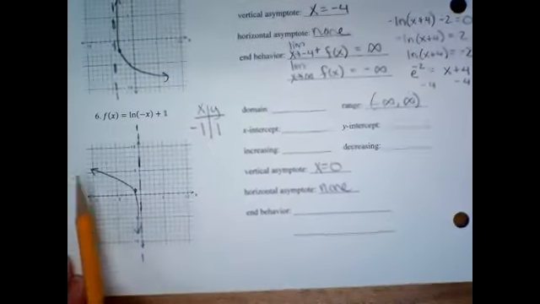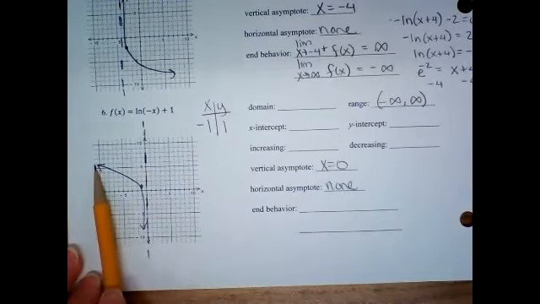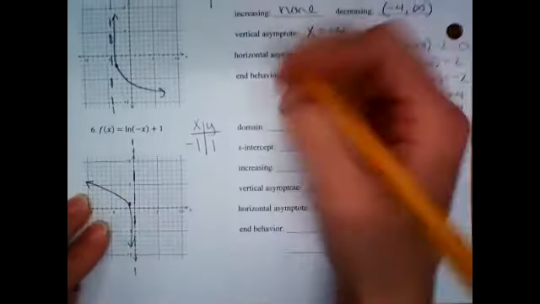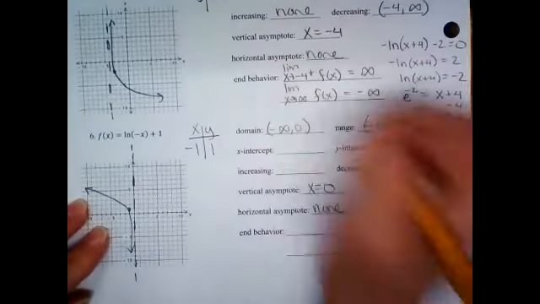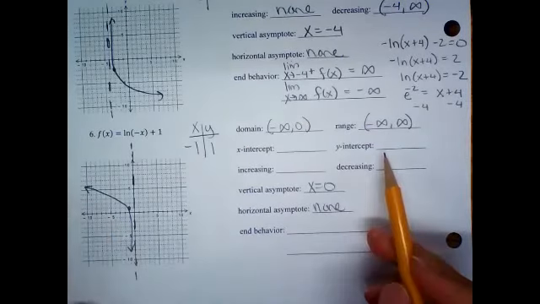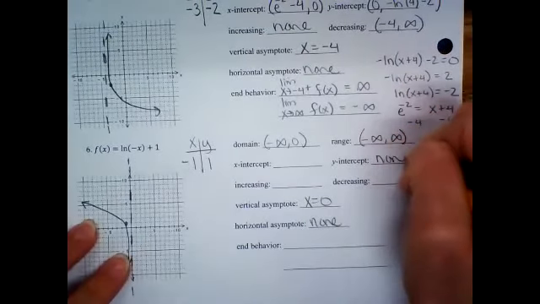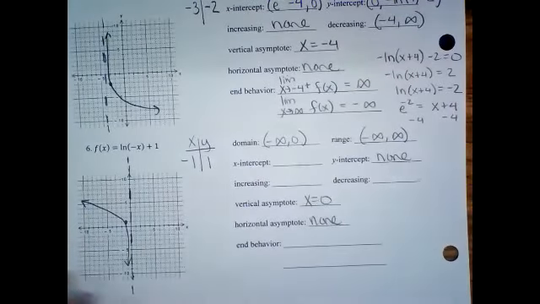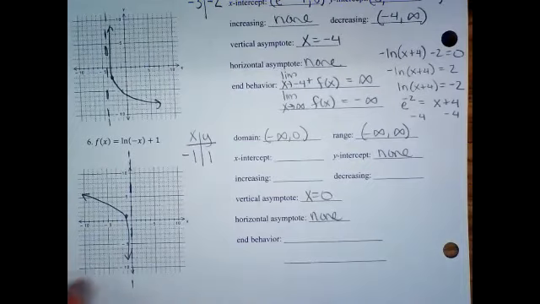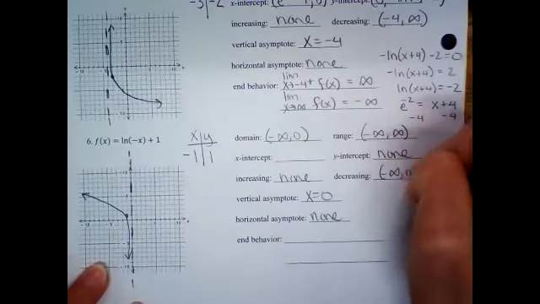All right, so domain, from where to where? Good, -infinity to 0. We'll come back to the x-intercept. I just always like to save the hardest stuff for last. It's not hard, but more work. Y-intercept? None. There's an asymptote there. Are we increasing or decreasing? Good. Increasing is none. Decreasing, just copy over the domain.